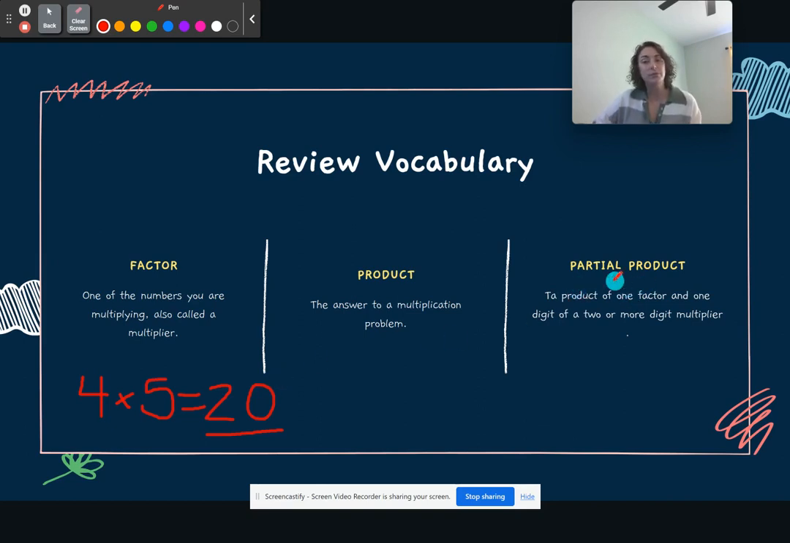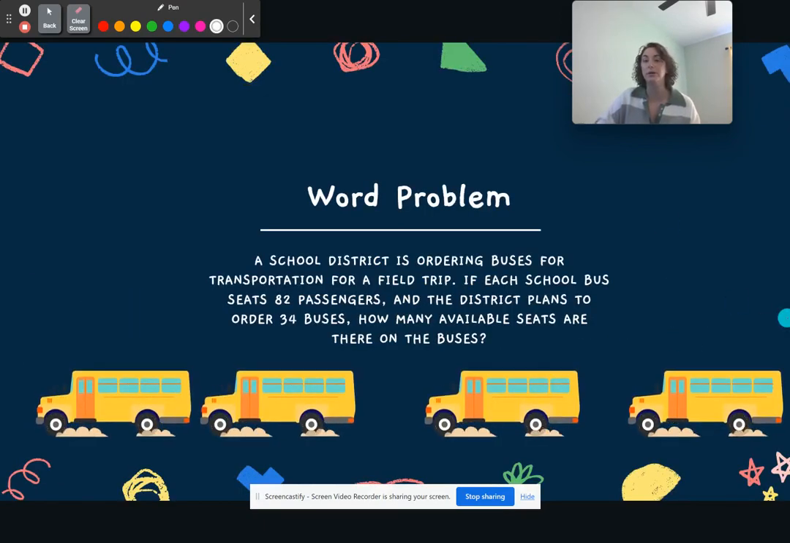The last word that's going to be important to understand is partial product. So when we multiply factors with non-zero digits in the tens, hundreds, or beyond, we're going to multiply each place value separately first and then add those partial products together to get the final product. We're going to talk about that more. Let's take a look at the word problem.